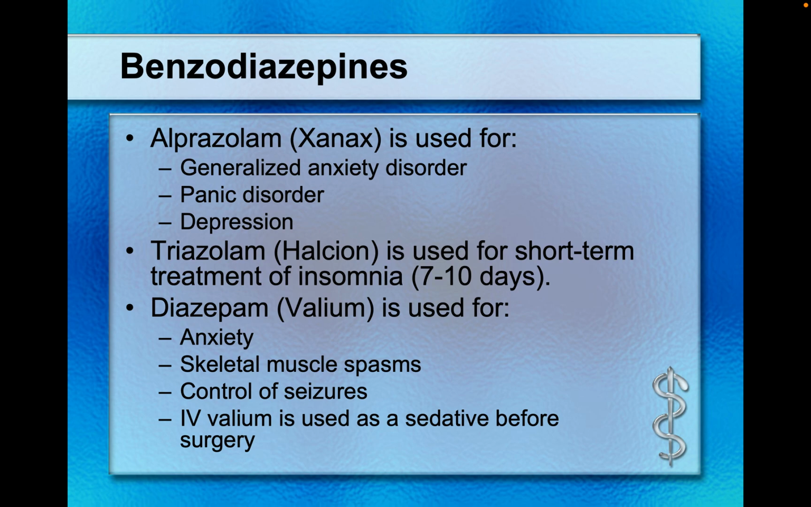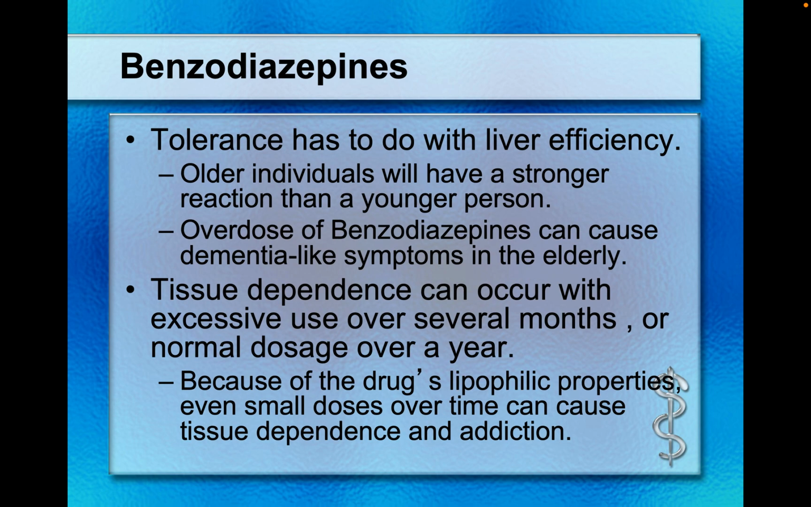Triazolam, or Halcion, is used for short-term treatment of insomnia, 7 to 10 days. Diazepam, Valium, is used for anxiety, skeletal muscle spasms, and control of seizures. IV Valium is used as a sedative before surgery.